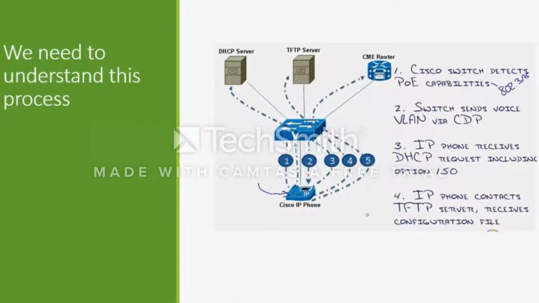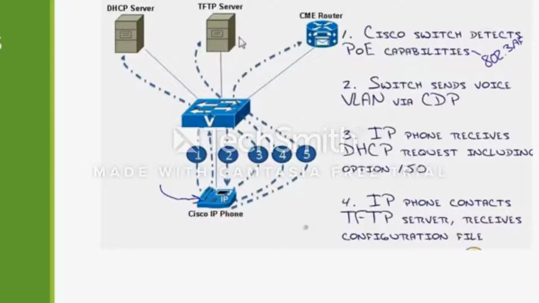You need to understand this process. Over here, the DHCP server is the one that's going to assign the IP addresses. The TFTP server is going to provide the firmware of the phones and the IOS firmware as well. And this is the CME router, the brain that coordinates all the functions over here. These two we're going to put over here. And we're going to be working basically with a TFTP, with a switch and a router. And the router is going to take these two functions over here.